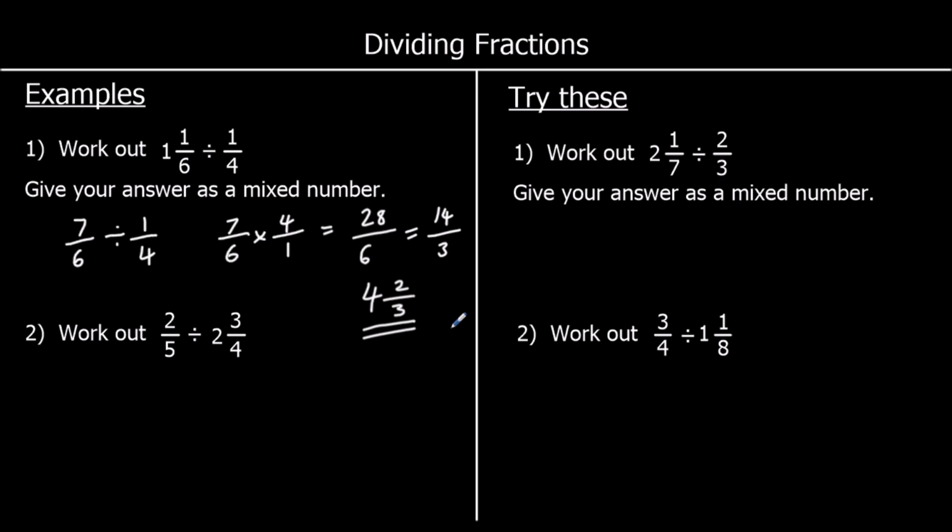And question 2, 2/5 divided by 2 3/4. So 2 3/4. We've got 2 whole ones, which are in quarters. So 2 4s are 8 plus 3 is 11. So that's 2/5 divided by 11/4. And we're going to change that. Dividing by 11/4 is the same as timesing by 4/11. And now we times the top and times the bottom. So 2 4s are 8. 5 11s are 55.